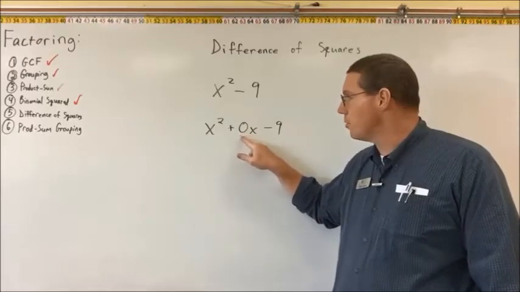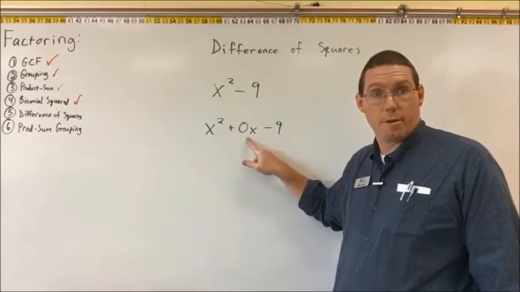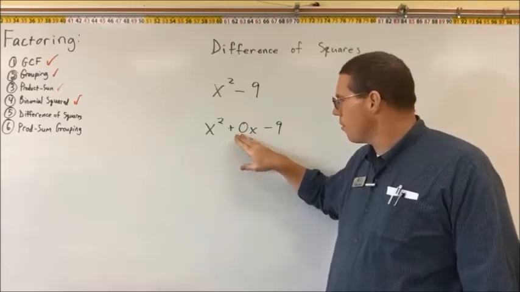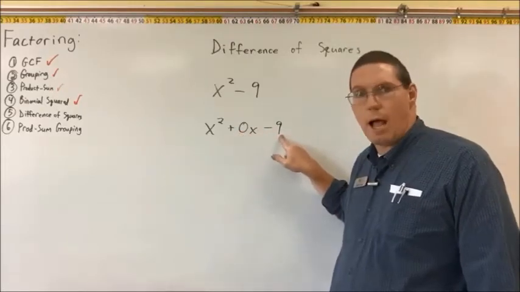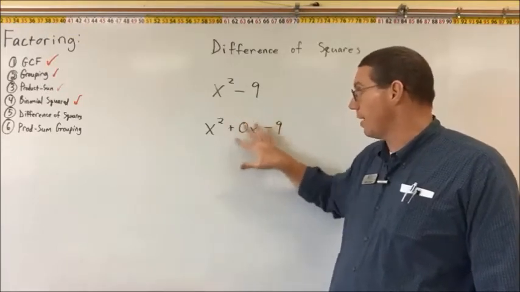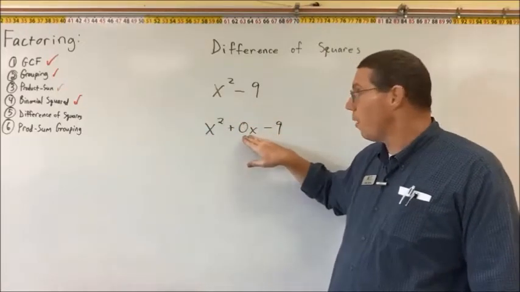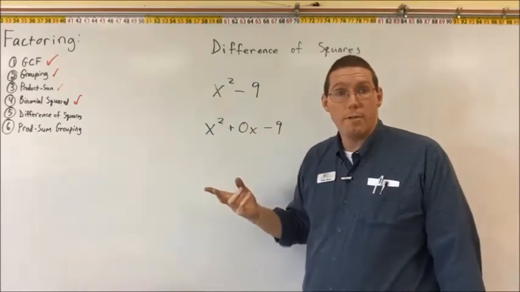And what is 0 times x? Well, 0 times x is 0, right? Because anything times 0 is 0. And so if this is 0, what's 0 minus 9? Well, that's negative 9. So this whole expression is just negative 9, which is why it's x squared minus 9. We don't write the middle part because it has a 0 as a coefficient.